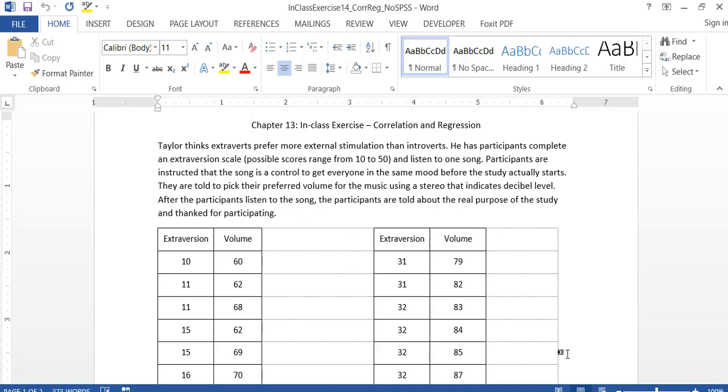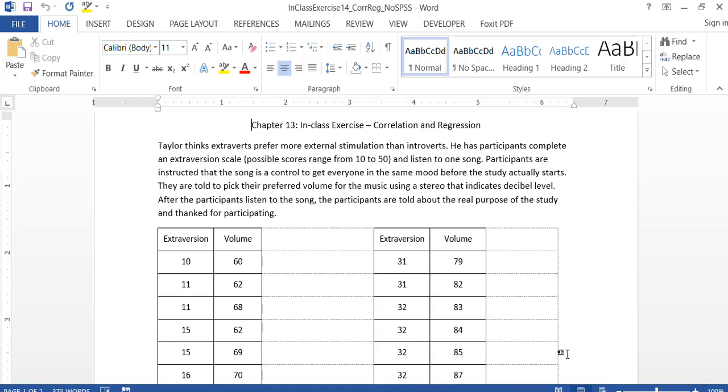So we're going to go through it as a correlation, just to see, are these associated with each other? But truly, Taylor thinks extroverts prefer more external stimulation. So he's saying that this internal trait, this personality characteristic, leads to volume preference. So really regression would ultimately be what we would end up doing, because there's a directionality that's implied there. Now, can we support that given the data, given the way that we've collected it?